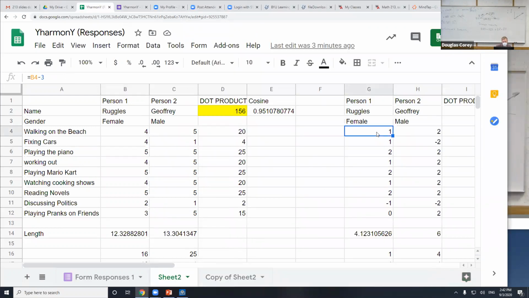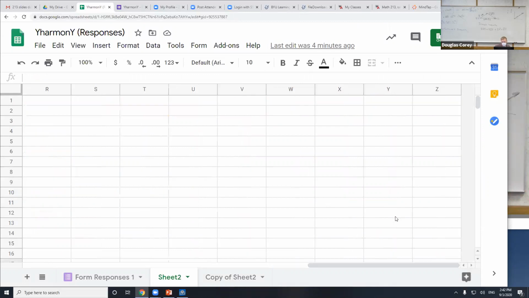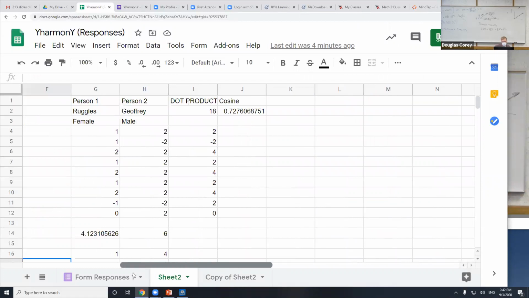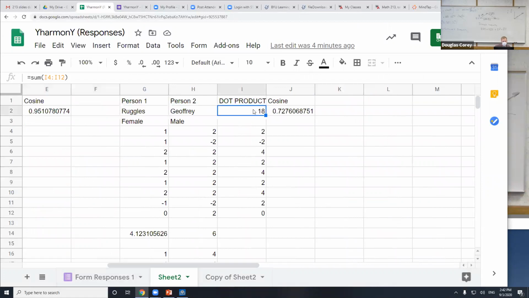So here I subtracted 2 from all of their scores. So now if you did a 3 in the middle, it's a 0. And -1 and -2s are things you don't like. We do the same thing. We find the length, found the dot product, took the dot product divided by the length, and I get 0.727. So still pretty high, but not as high. Some of that was artificial.